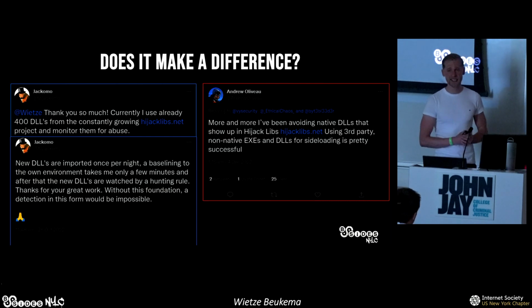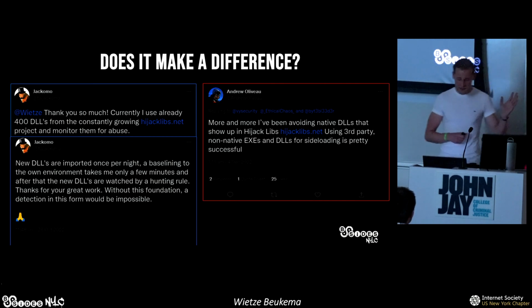I've been running this for a few months now. Did it change anything? I got 2 or 3 tweets here. On the left-hand side, a blue teamer, and on the right-hand side, a red teamer. The blue teamer says this is great because I load these DLLs. There's a feed available, like a CSV file or a JSON file, and I pull them once a night and then baseline them because noise will happen. But then it's a really easy, low-hanging fruit way to find bad stuff.